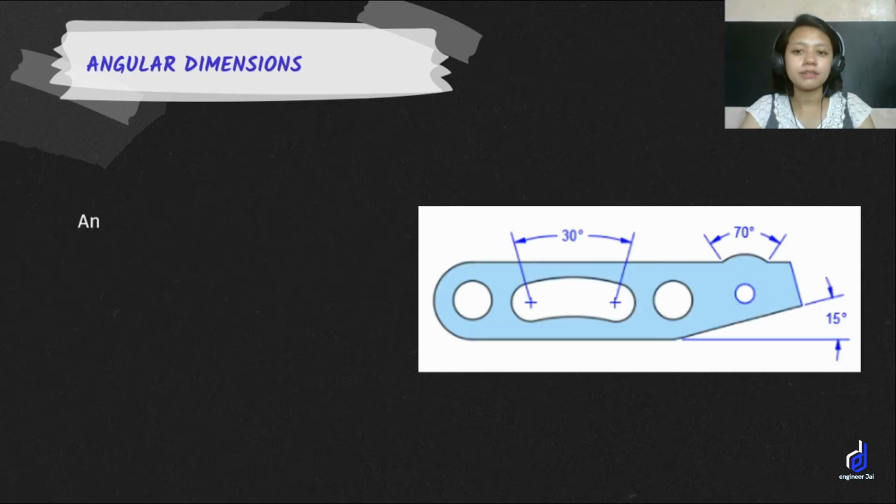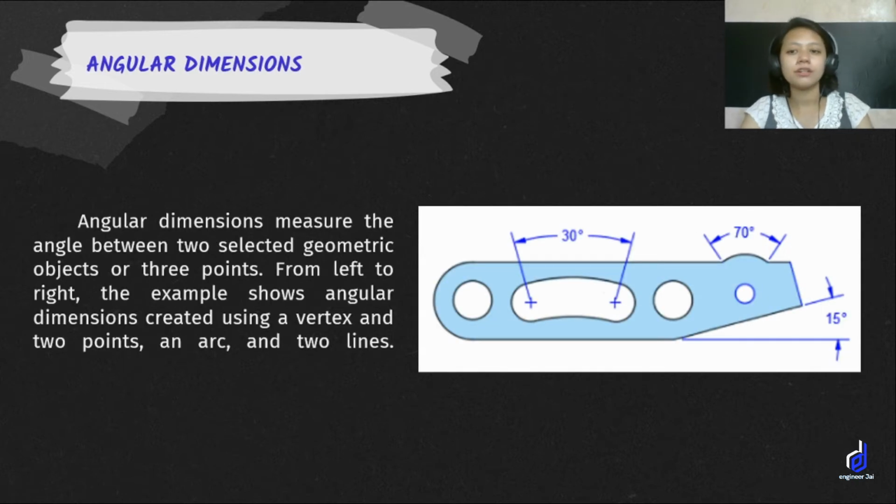So, next, we have angular dimensions. From the word itself, angular dimensions measure the angle between two selected geometric objects, or 3 points. From left to right, the example shows angular dimensions created using a vertex and 2 points, an arc, and 2 lines. So this one is the angle between them, this one too, then this one.